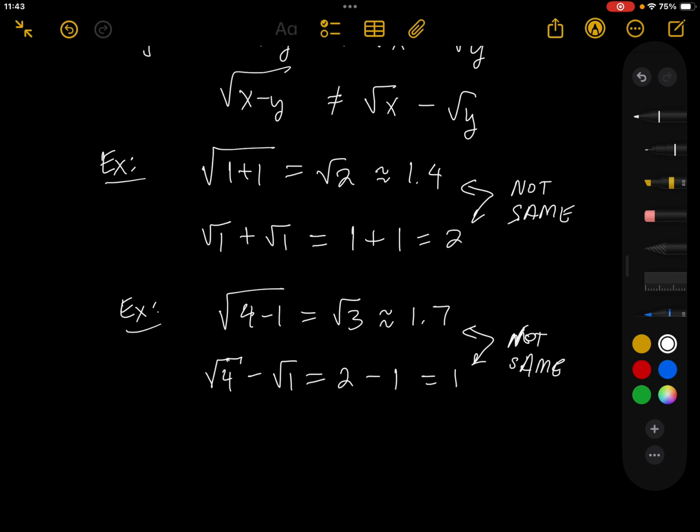So just be careful, don't go on autopilot and just start splitting up square roots. You have to ask yourself, do you actually have a product or do you have a sum? If you have a sum, then you can't split it up at all. If I had something like the square root of x plus 1, that's actually as simplified as it can get. Okay, if I had something like the square root of 3y minus 7, that's as simplified as it can get. It doesn't simplify anymore. Okay, so these are fully simplified.